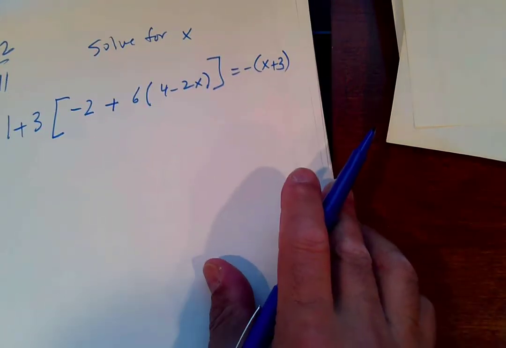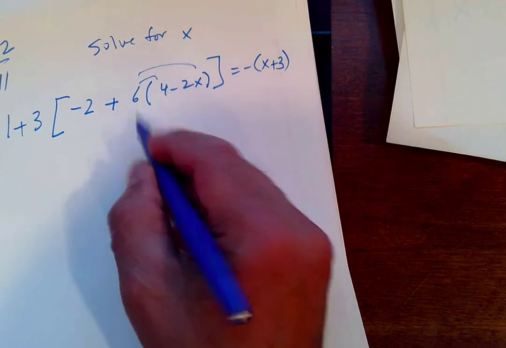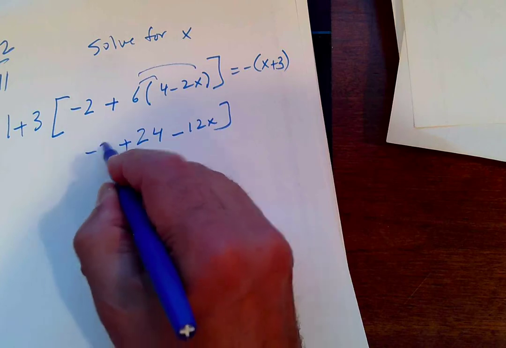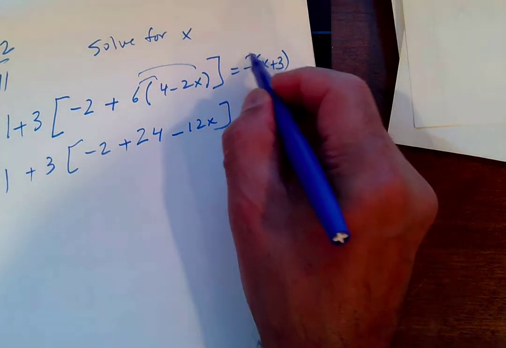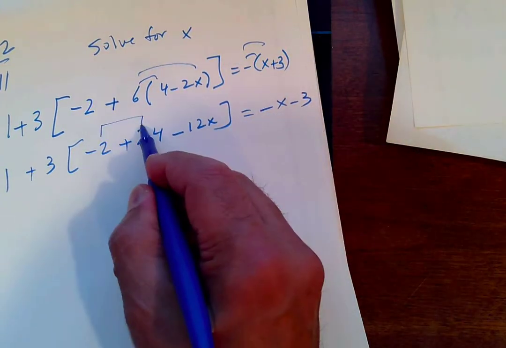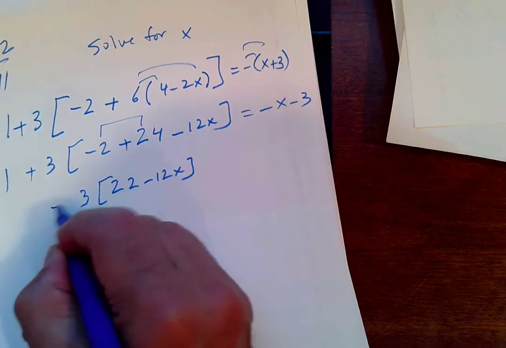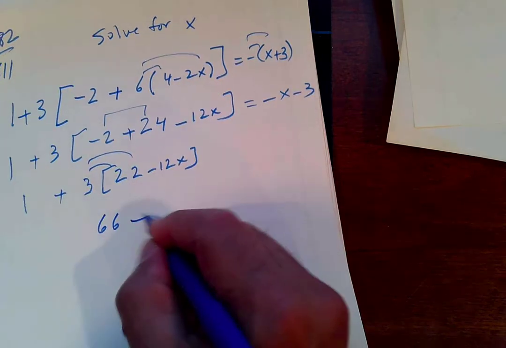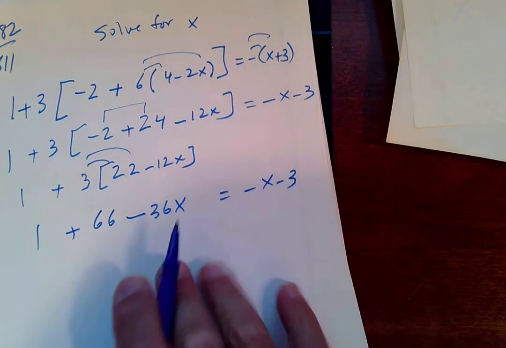When we have two sets of brackets or parentheses, we want to do the innermost ones first. So distribute the 6, that's 24 minus 12x. Bring everything else down. And then inside the brackets, this is just distributing the negative. So we have like terms, that's 22 minus 12x. We're going to multiply by 3 and then add 1. So that's 66, 3 times 22, minus 36x, and then plus 1 equals negative x minus 3.